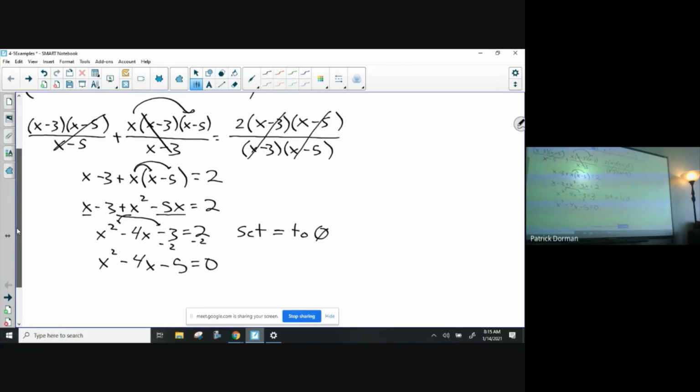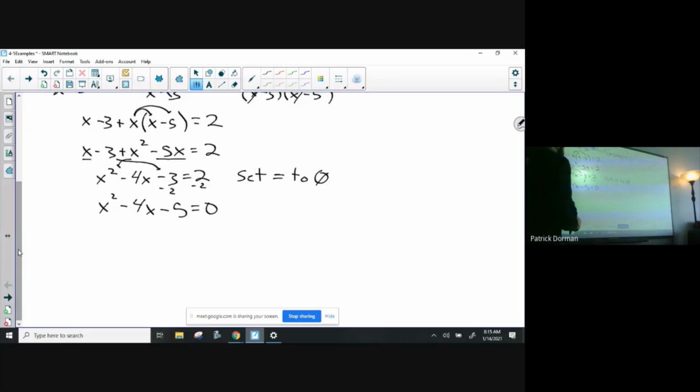Okay, so it looks like we have a quadratic equation that we need to solve. We have two options. We can try to factor it, or we can use the quadratic formula. I think the quadratic formula is more work than factoring, and I don't like to do more work than I have to. So let's factor this thing. And now I'm going to show you a little factoring shortcut.